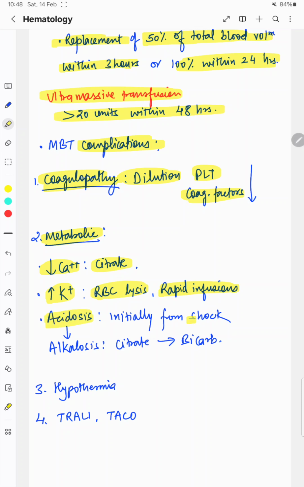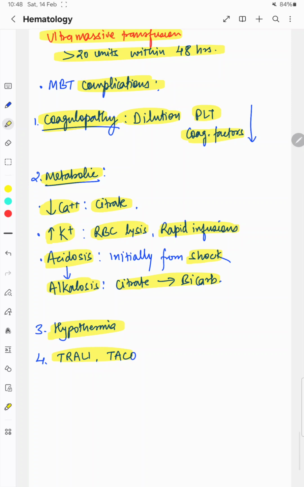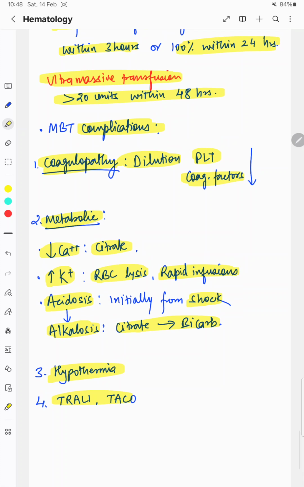Acidosis, initially from the shock there can be acidosis, and later on citrate converts into bicarbonate and may result in alkalosis. Hypothermia due to the transfusion of cold blood components, TRALI, and transfusion associated circulatory overload. So these are the complications seen in massive blood transfusion.